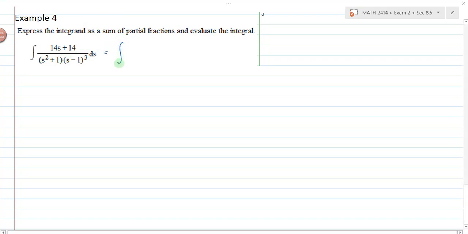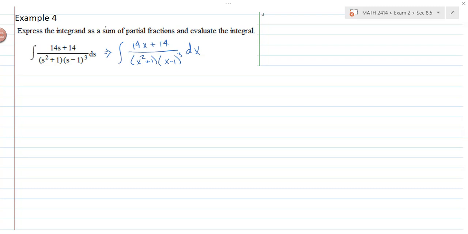So we're going to call this the integral of 14x plus 14 over x squared plus 1 times x minus 1 cubed dx. Is this a proper fraction? Sure, the degree of the numerator is 1 and the degree of the denominator is 5. So what I'm going to do is take the 14x plus 14 and put that over x squared plus 1 times x minus 1 cubed.